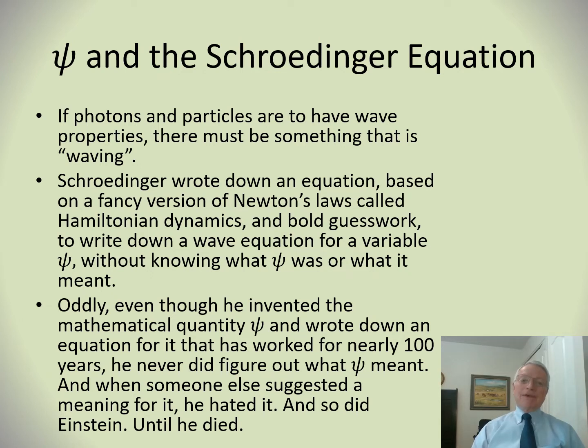Oddly, even though he invented this mathematical quantity psi and wrote down an equation for it that has worked for nearly 100 years, predicts in great detail what happens in many experiments, he never did figure out what psi meant. And when someone else suggested a meaning for it, namely the probability meaning, he hated it. And Einstein hated the interpretation of psi as giving the probability of finding a particle. And they both hated it until they died. And I don't like it either, but we just don't know what else to do.